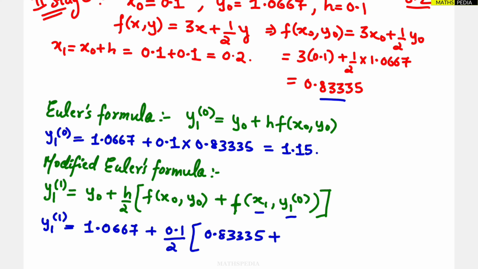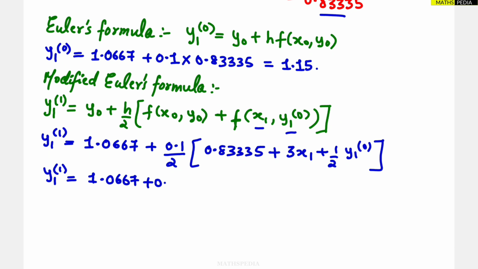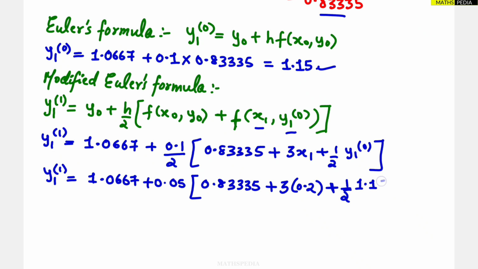So what was the function of x naught comma y naught? X comma y, it is 3x1 plus half of y1 of 0. What is x1 value? 0.2 plus. Remember, in second stage we are taking x1 value as 0.2. That you have to remember, right? Because we have to find out y of 0.2. Then half into y1 of 0, the previous Euler's formula we applied, 1.15.